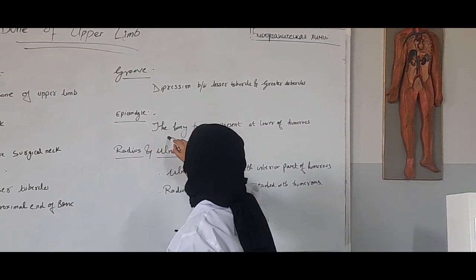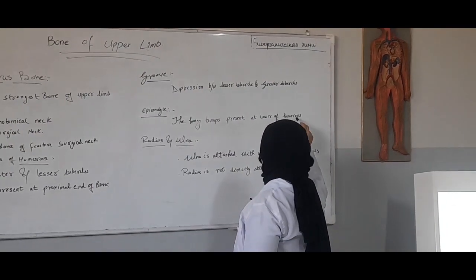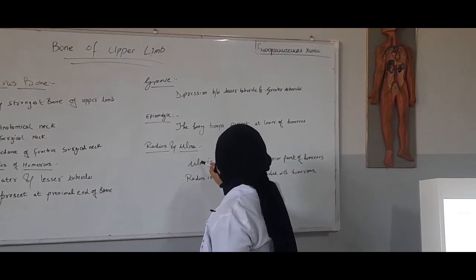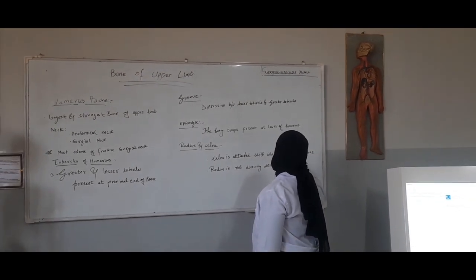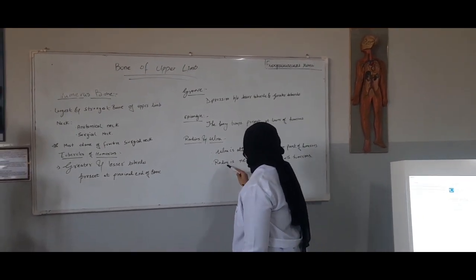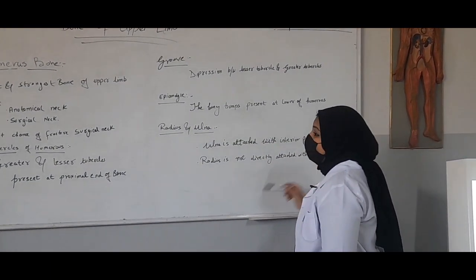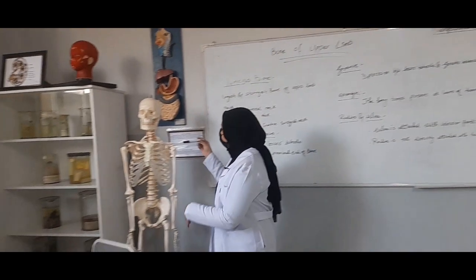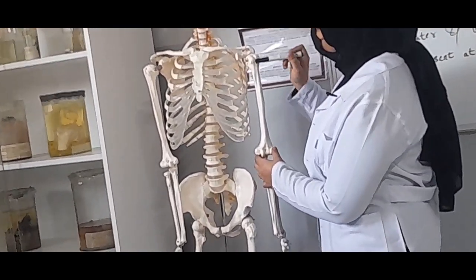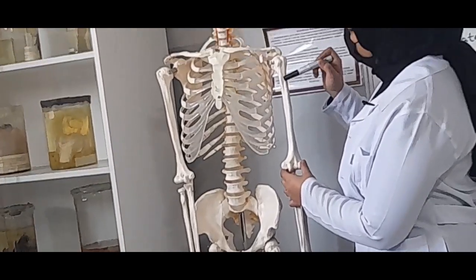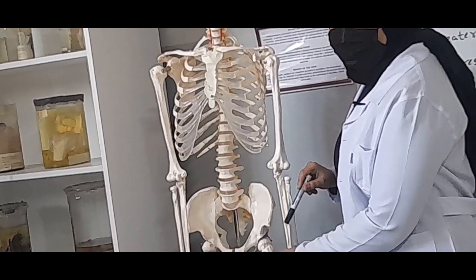Epicondyles are the bony bumps present at the lower end of the humerus. Radius and ulna: the ulna is attached with the inferior part of the humerus. The radius is not directly attached with the humerus. Next, to see about the skeleton: neck, head, and greater and lesser tubercle. Surgical neck, humerus, ulna and radius.